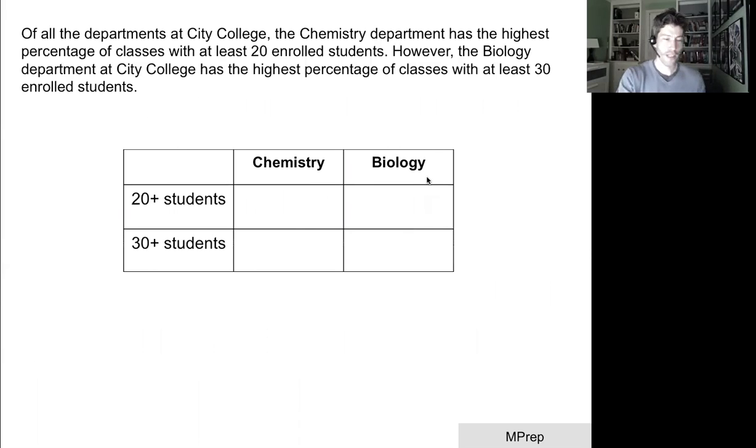We're just going to take the percentages I used on the previous page and fill some of these in here, and hope my handwriting isn't horrible. We said that all of the chemistry classes had 20 or more students, and only 90% of the bio classes had 20 or more. We also said 90% of the bio classes had 30 or more, and that was greater than the chemistry percentage for the corresponding threshold. Only 80% were there.